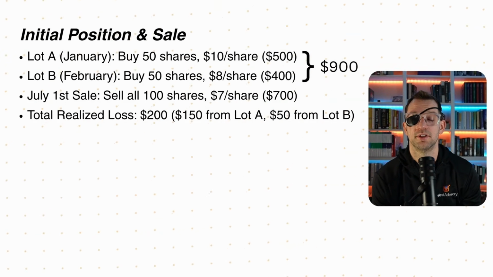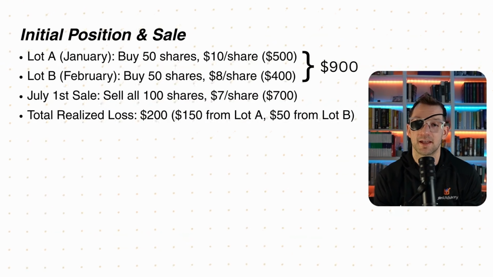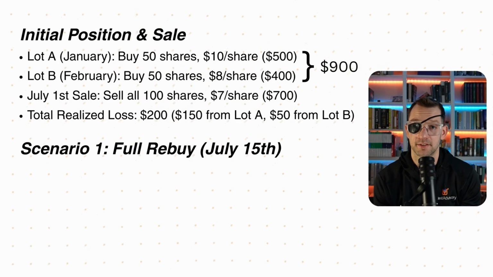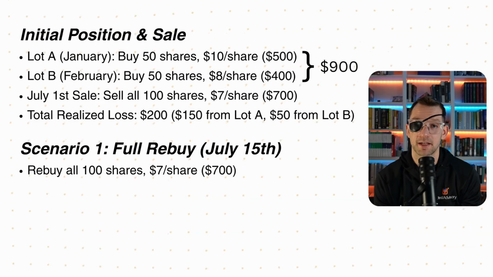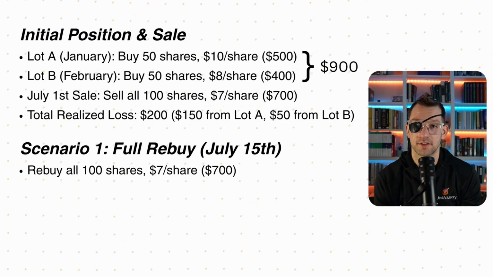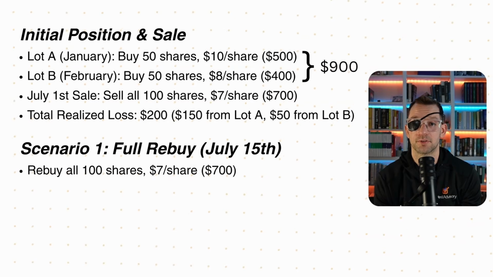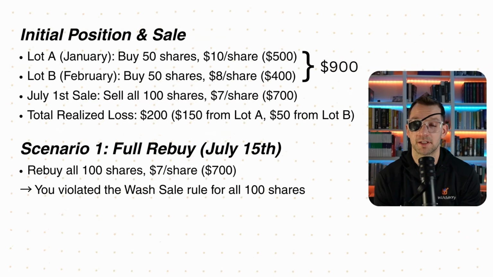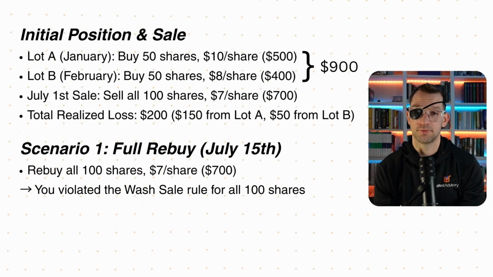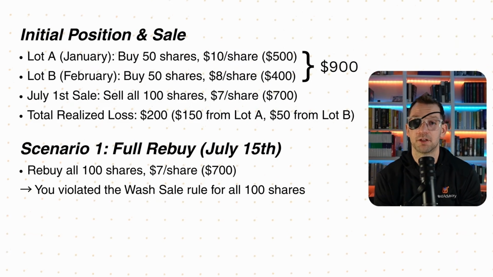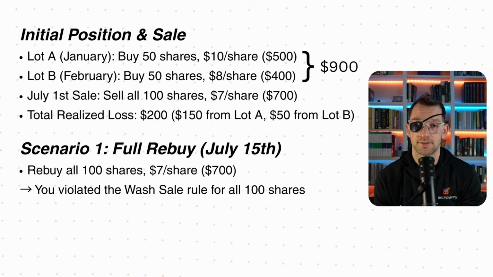That makes sense. Okay, now let's say 2 weeks later on July 15th, you decide that that was a mistake and decide to buy back 100 shares at $7 a share. You've decided that you should have never done that sale. Okay, well, you've clearly triggered the wash sale rule, right? Because just 2 weeks ago, you sold all your shares when you had a $200 loss. You turned around and bought them all back, so you're not going to be able to take that $200 loss.